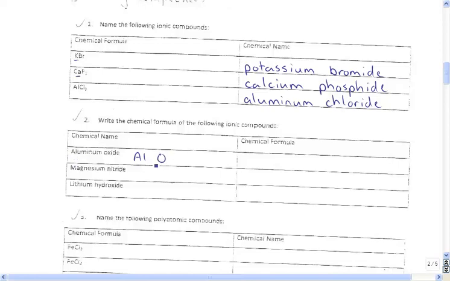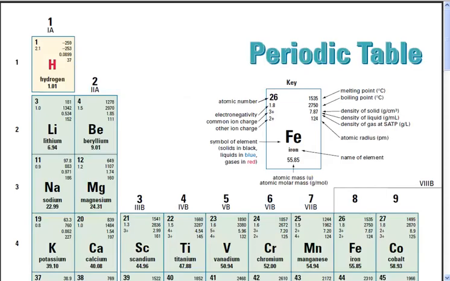Oxygen is O. But now we have to start to look at these. This is where these valence electrons come in, are critical. So let's go back to the periodic table. And one of the things that I should have pointed out is this.